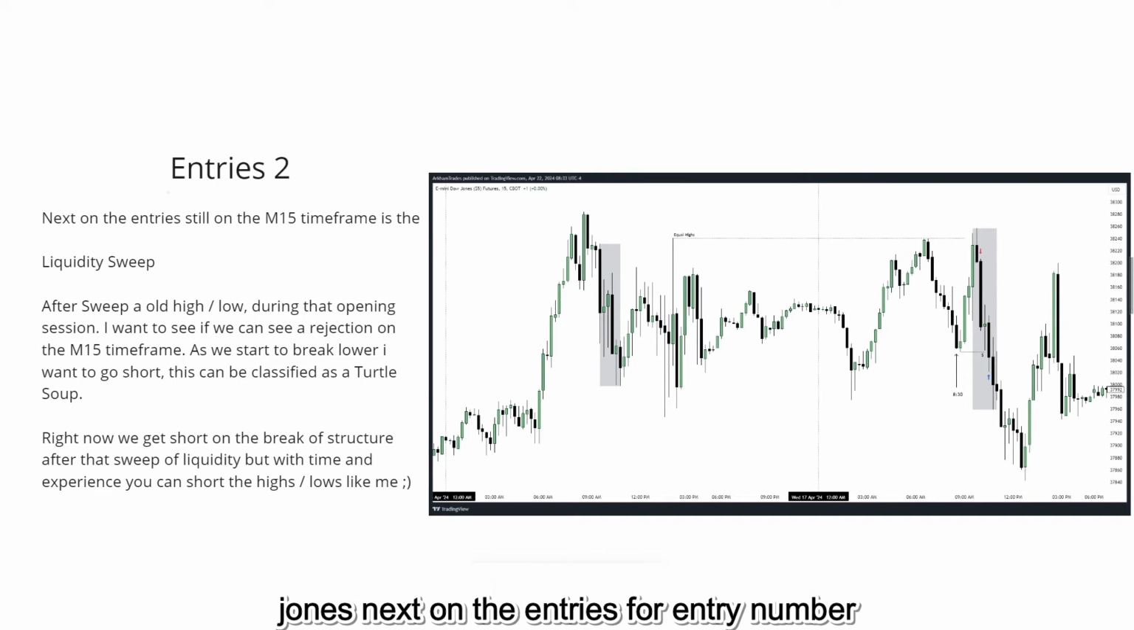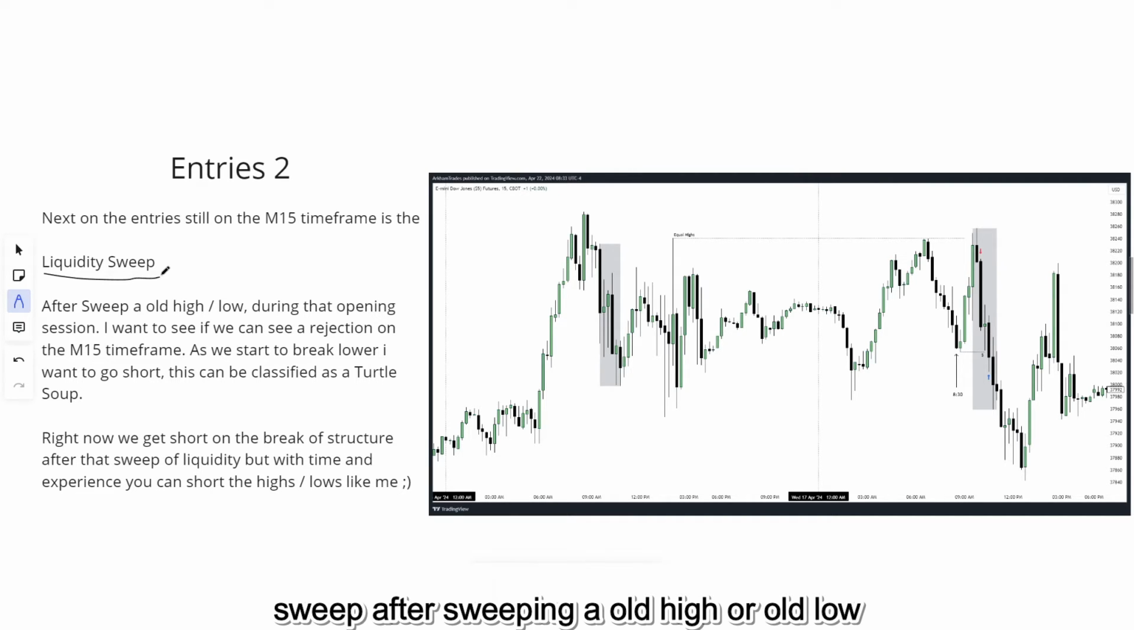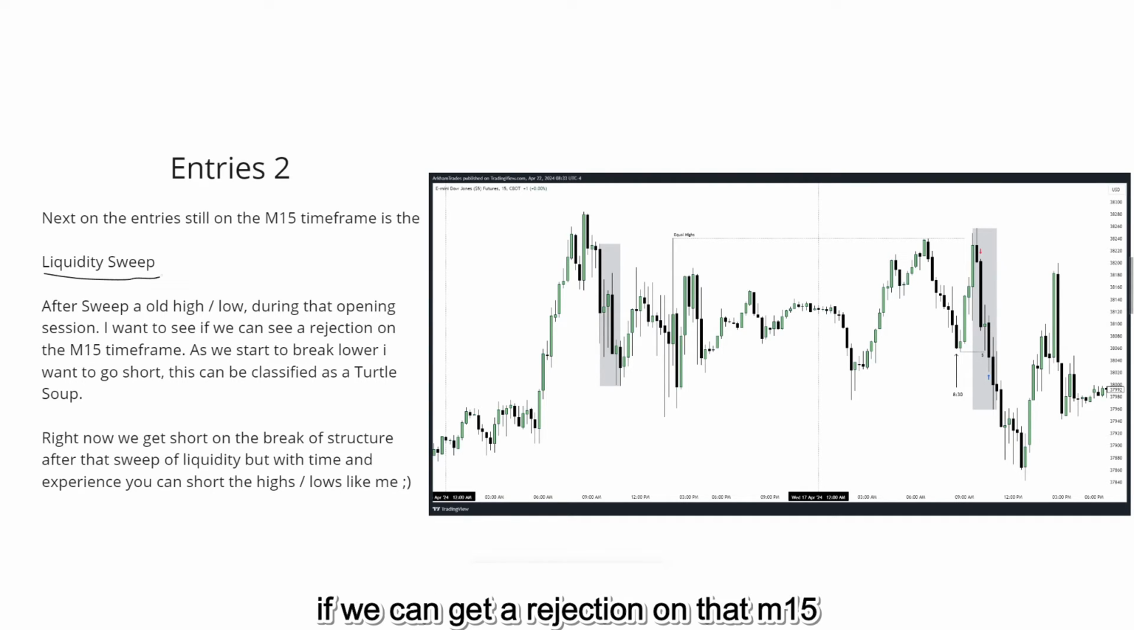Next on the entries, for entry number 2 will be the liquidity sweep. After sweeping an old high or old low during that opening session, I want to see if we can get a rejection on that M15 time frame. As we start to break lower, I want to then go short. This can be classified as a turtle soup.